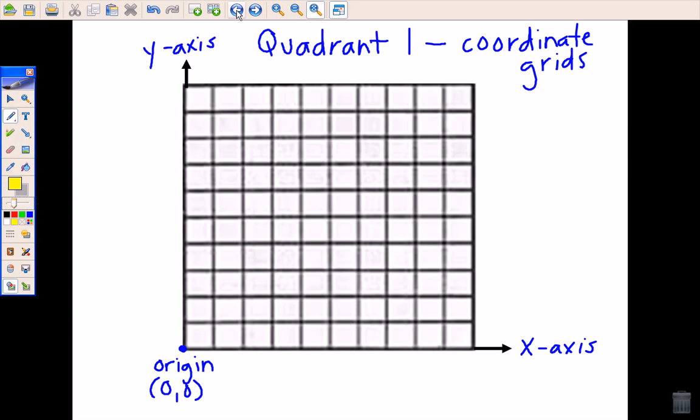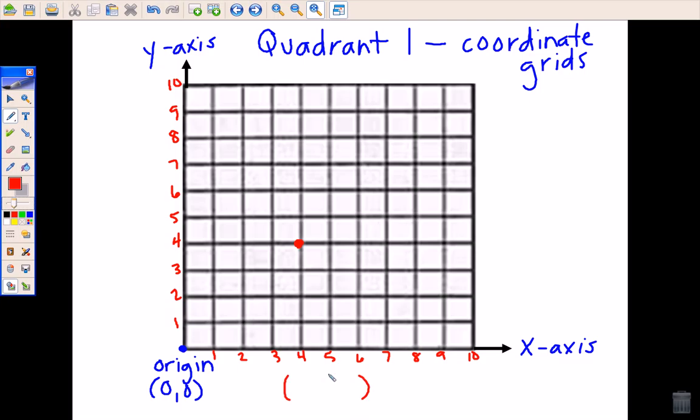So let's go back to the coordinate grid that we're going to use. So first of all, I forgot to have you number the coordinate grid. So let's go ahead and do that. If this is 0, 0, this would be 1, 2, 3, all the way to 10. And going up the y-axis, the same thing. Okay, so I'm going to plot a point right here, and we're going to figure out what that ordered pair is.